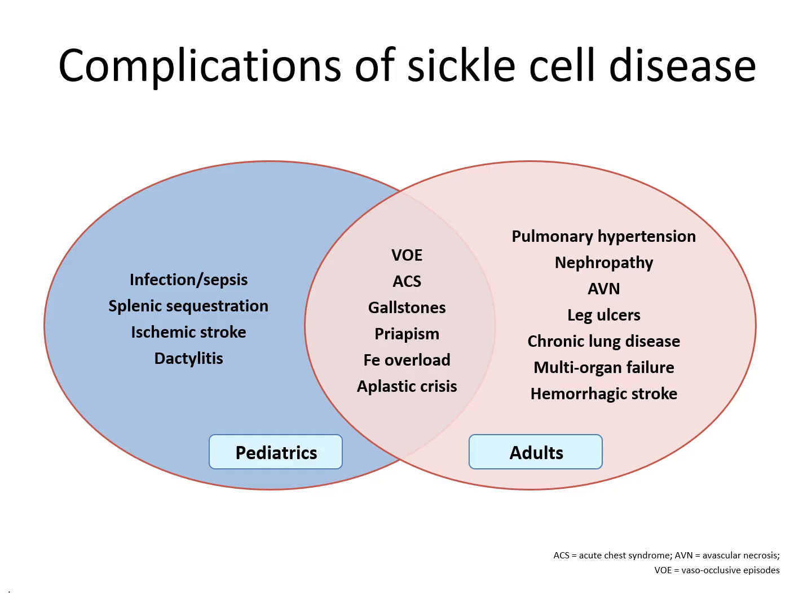Now, it's important to note that the complications of sickle cell, vasoocclusion, hemolysis are common across the lifespan, but certain complications are more common in children, like infection, splenic sequestration, and infarctive strokes, whereas others are more common in adults. In between, we have the vasoocclusive episodes, VOE in this slide, acute chest syndrome, ACS, gallstones, priapism, iron overload, and aplastic crisis due to parvovirus infection that are common between the two.